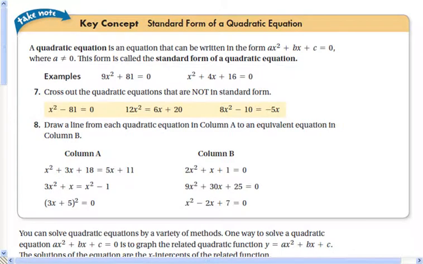All right, a quadratic equation is an equation that can be written in the form ax squared plus bx plus c equals 0, where a is not equal to 0. This is called standard form. A couple examples. These two are not in standard form because they're not written equal to 0. So draw a line from each quadratic equation to the equivalent equation.